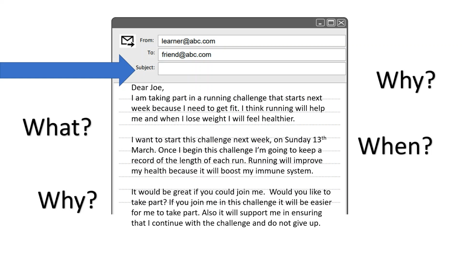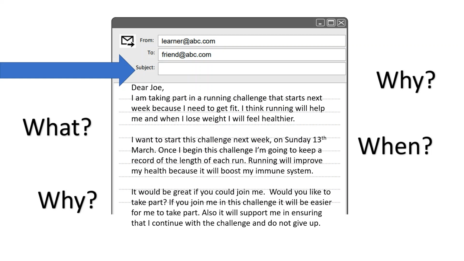Let's have a look. Dear Joe, I'm taking part in a running challenge that starts next week because I need to get fit. I think running will help me, and when I lose weight, I will feel healthier. I want to start this challenge next week on Sunday 13th of March. Once I begin this challenge, I'm going to keep a record of the length of each run. Running will improve my health because it will boost my immune system.